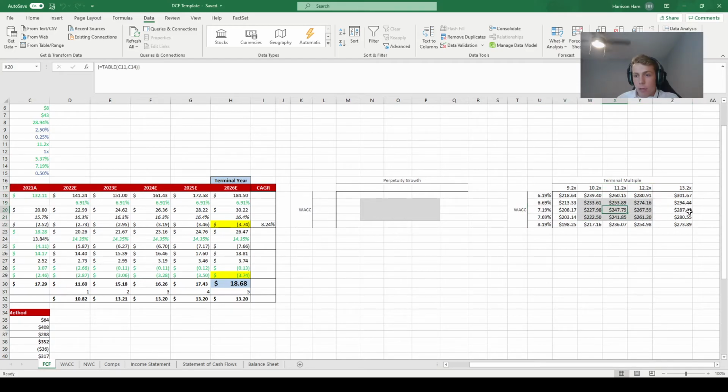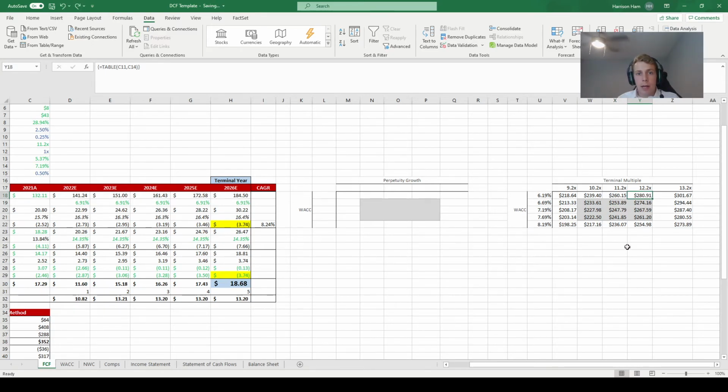And if you did it properly, you should get a table that looks something like this. And you see that as the WACC changes, the price changes. And as the terminal multiple changes, the price also changes. And you can see, okay, so for this combination of the terminal multiple and this combination of the WACC, if we were to use those combinations, then we would have a price of around $280 for a company.